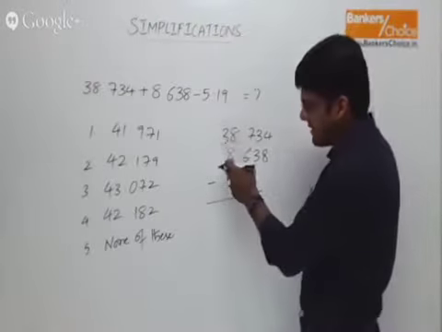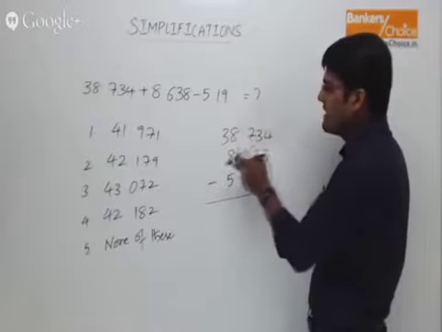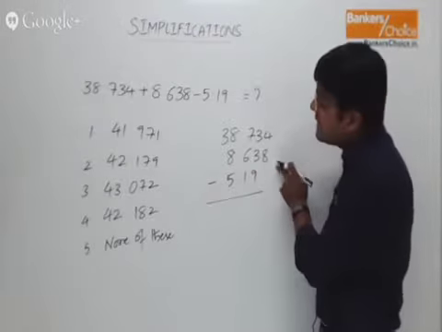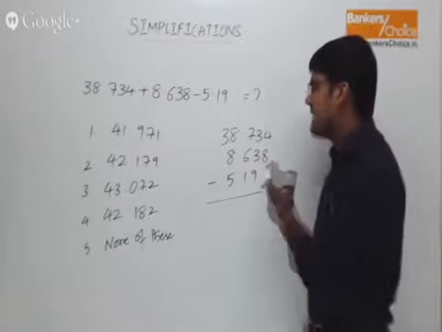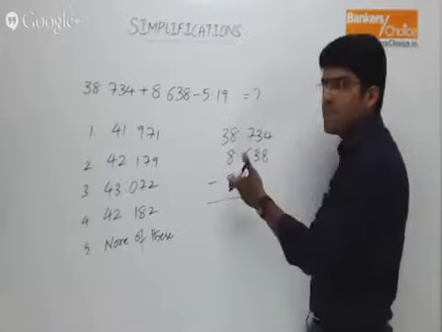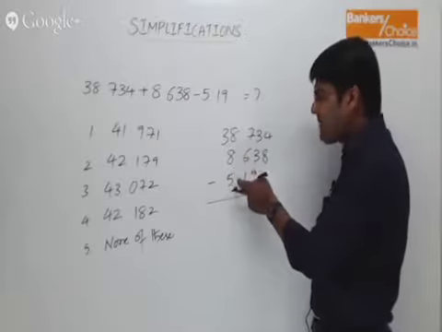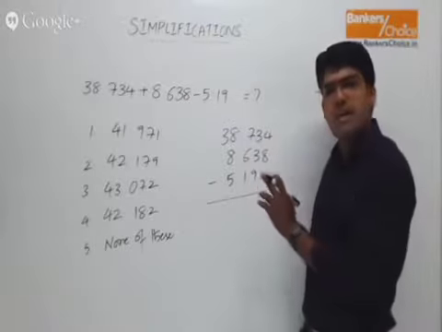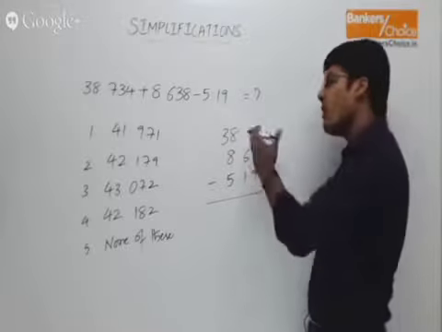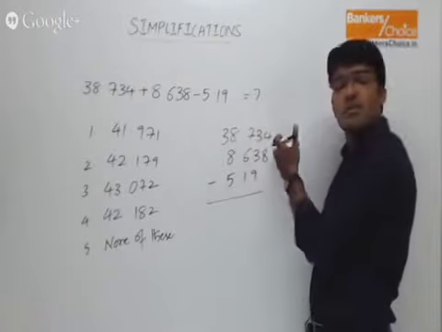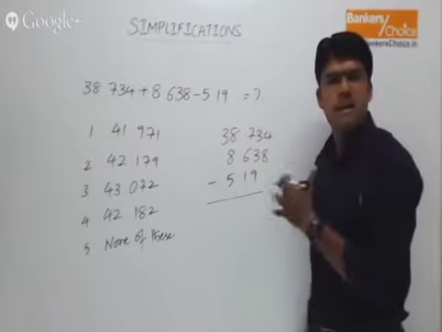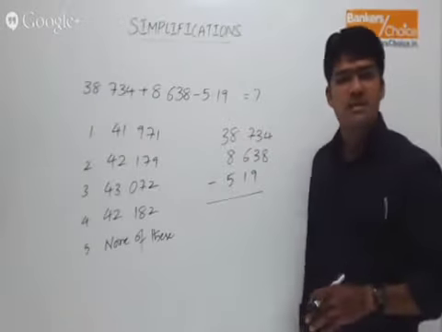So 38.734 and 8.638 have to be added, from which we'll subtract 5.19. There are various ways of doing it. Either you can add the two numbers first and then subtract 5.19, or you can subtract 5.19 from 8.638 and then add the result to 38.734, or you can subtract 5 from 38.734 and then add the rest. Any way you follow, the final answer is going to be the same.